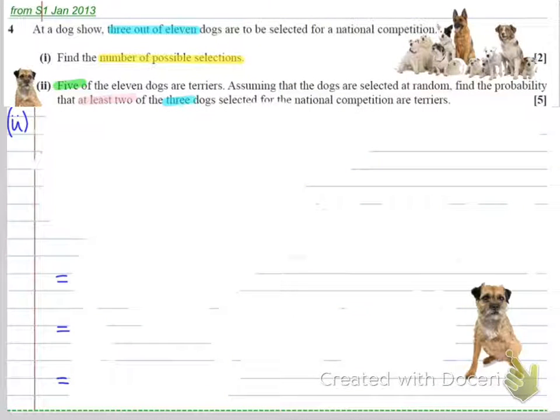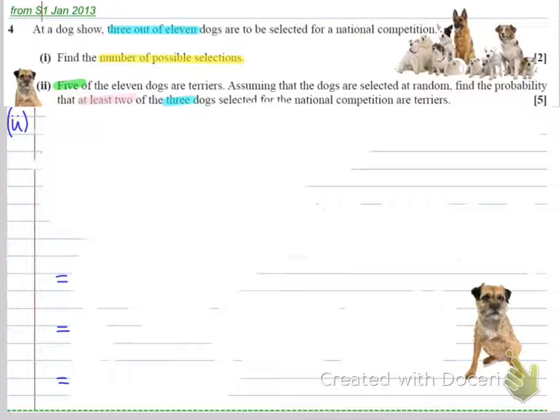Okay, so we now move on to part 2, which is the more difficult part of this question. We're given some extra information. We now know that 5 of the 11 dogs are terriers. That's a particular breed of dog. Here's a terrier over here, in case you don't know what they look like. So, assuming that the dogs are selected at random, find the probability that at least 2 of the 3 dogs selected for the national competition are terriers.